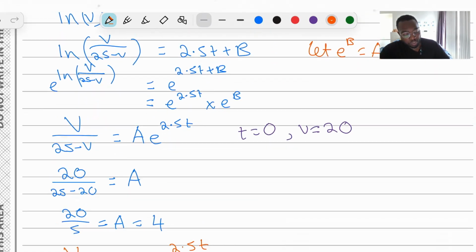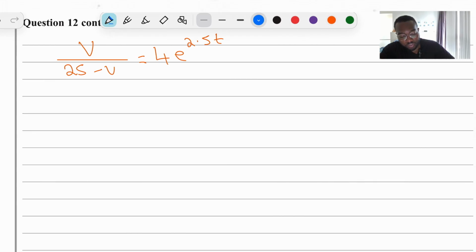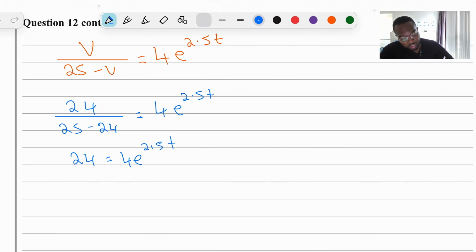So now we can just plug in 24 for v, and then we can work out what t is. If we plug in 24 for v, what do we get? We get 24 over 25 minus 24, that is equal to 4e^(2.5t). So that's 24 over 1, which is just 24, equal to 4e^(2.5t). So that would be 6 equal to e^(2.5t).